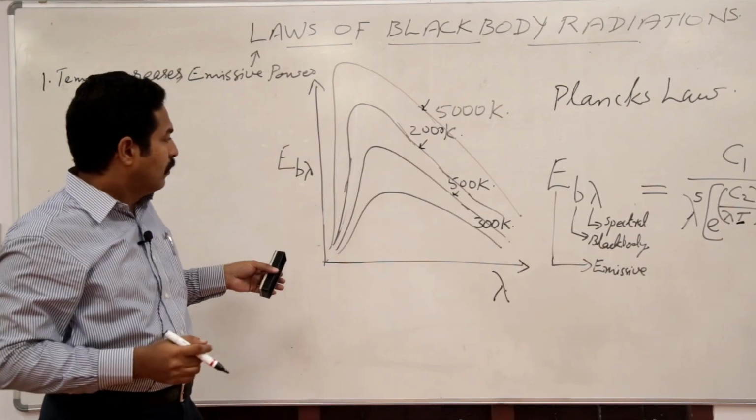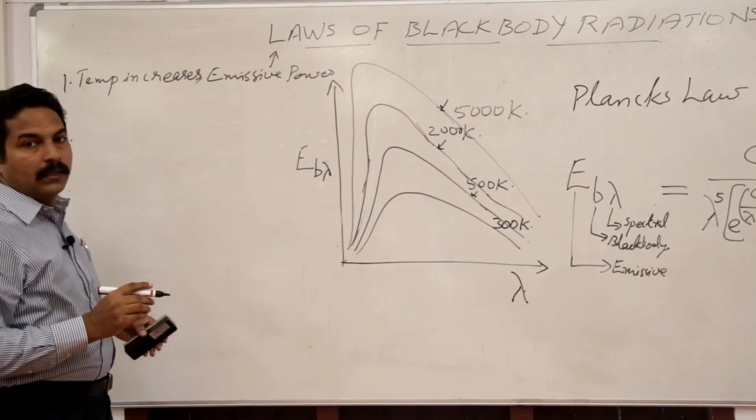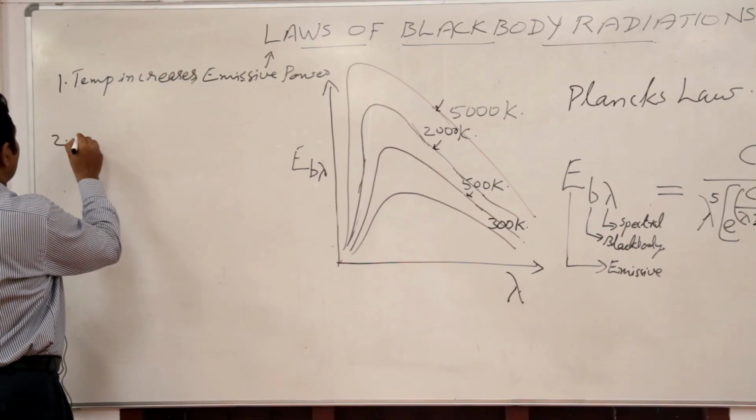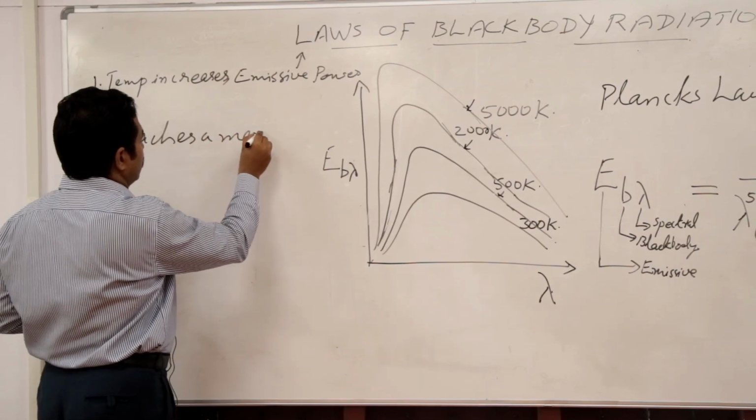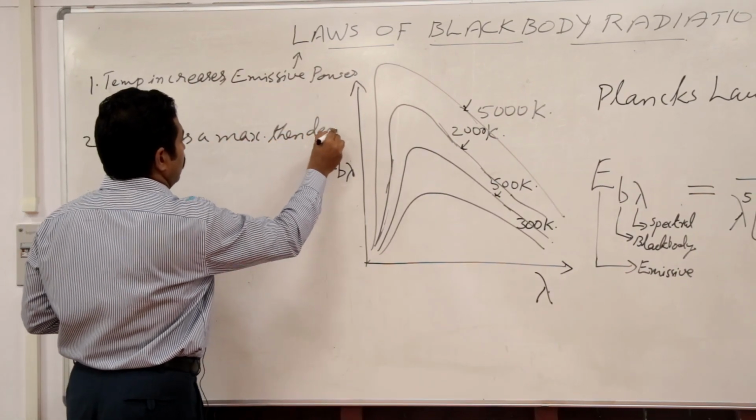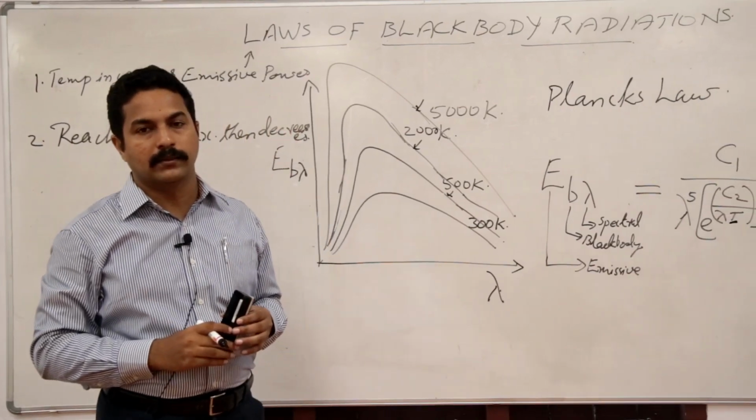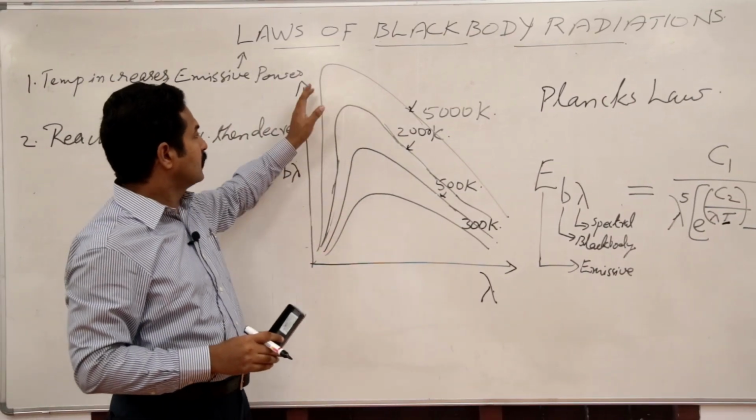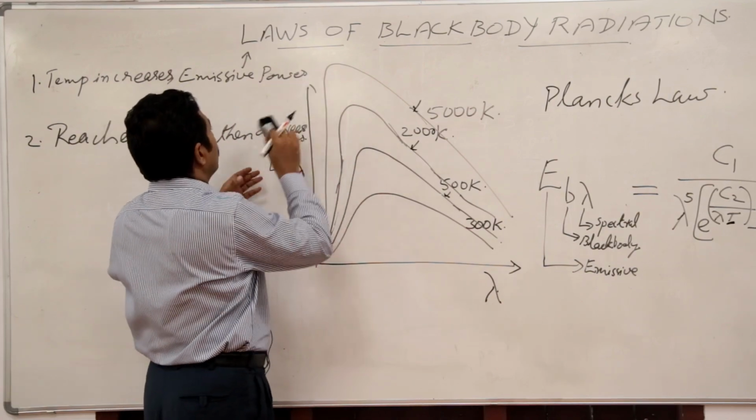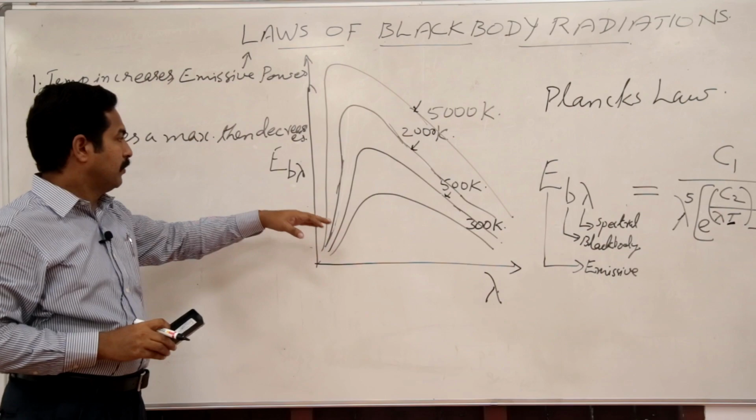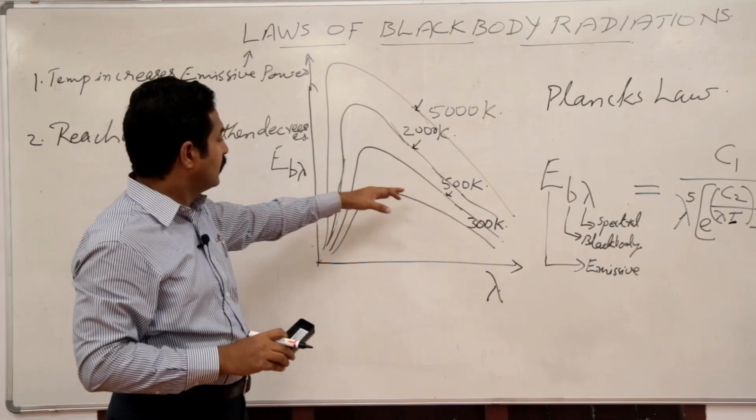Another thing is that we get a family of curves, and each curve reaches a maximum, then decreases. At higher temperatures the emissive power E_B lambda will be more, and at lower temperatures the emissive power will be less. Each curve reaches a maximum and then decreases.